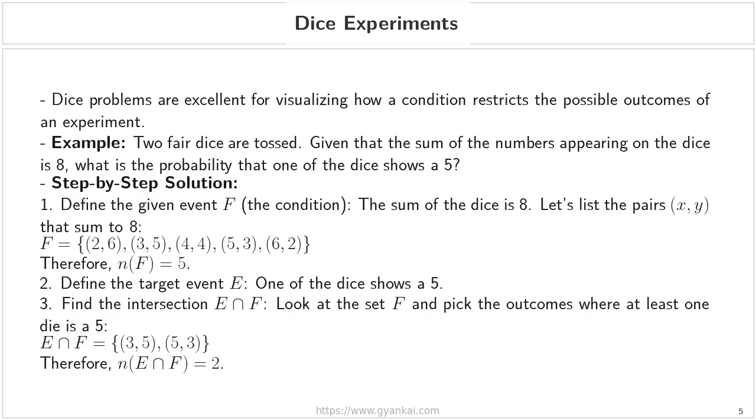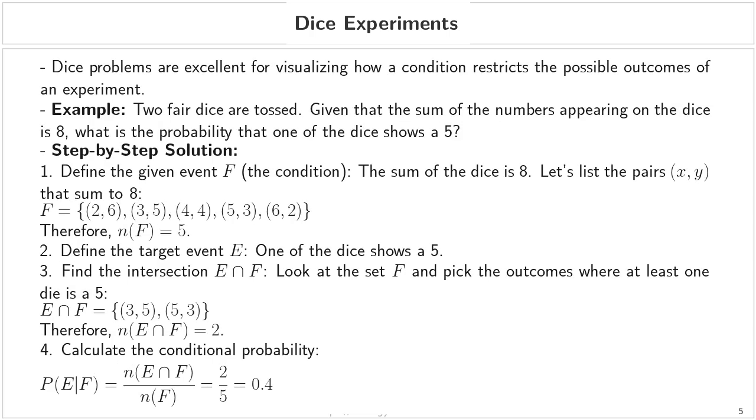This means we look only at our reduced sample space, the list of pairs that sum to 8, and pick out only those that contain a 5. Looking at our list, we see the pairs 3 and 5 and 5 and 3. So the intersection contains just these two outcomes, meaning the number of outcomes in E intersection F, or n of E intersection F, is 2.